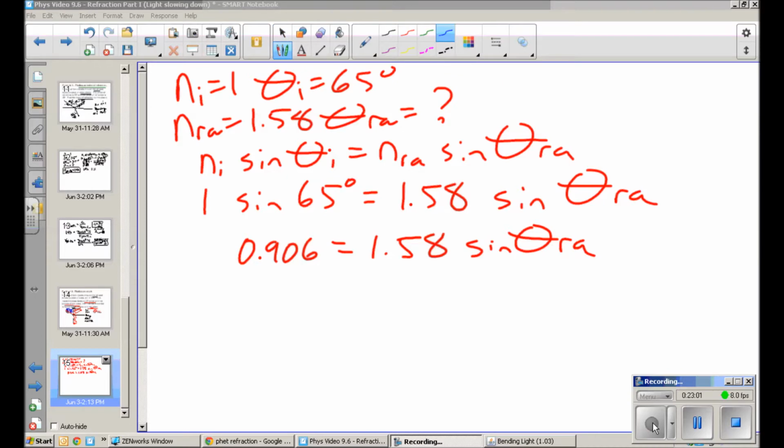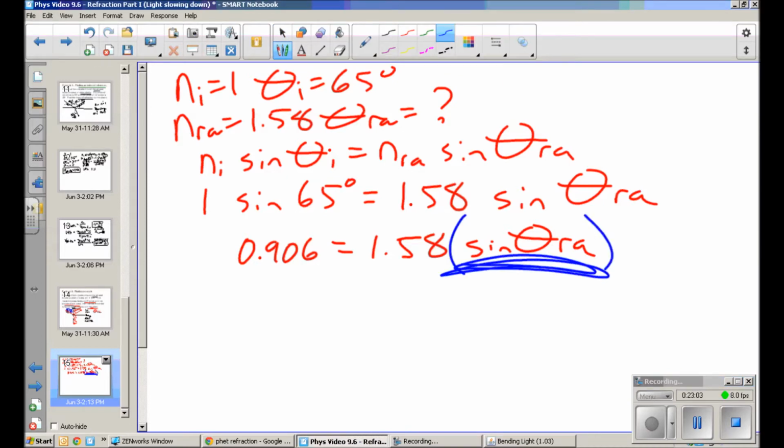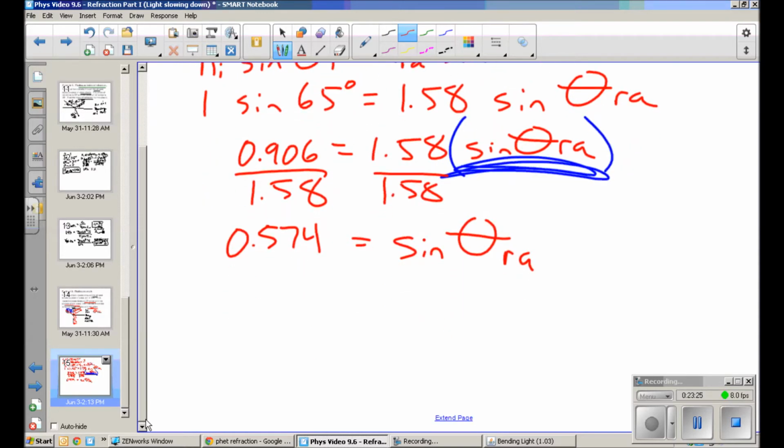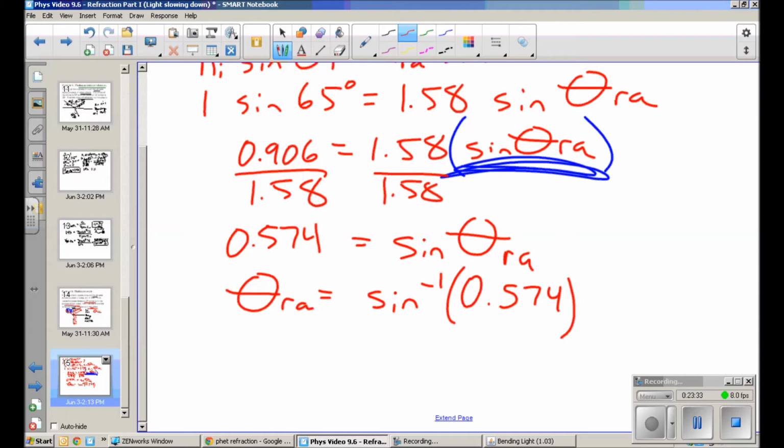When you're doing a problem like this, get this mess by itself. Okay? So we're going to now divide both sides by 1.58 so that you get the sine of theta RA is 0.574. And so then to solve that, hopefully you know by now, you can take your inverse sine of that same number. And it should give you pretty close to 35 degrees.